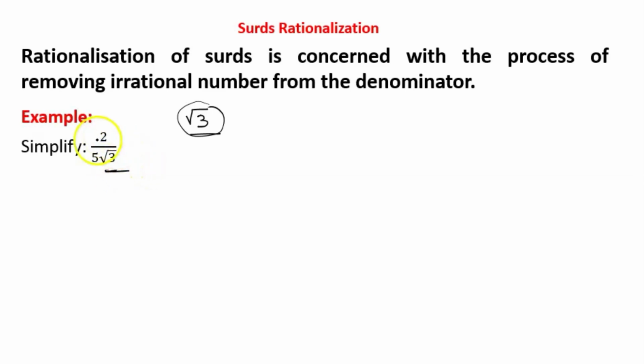All right. So how do we do this? In the case of this, we simply say, what can I do to this root 3 that is going to make it disappear? So if this is 2 over 5 root 3, I know that the only thing I can do to root 3 that can cancel it out is by multiplying it by root 3. Because root 3 multiplied by root 3 is going to give me root 9, and root 9 eventually is going to turn to 3.